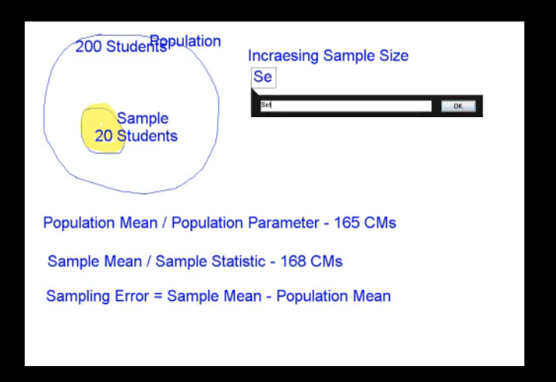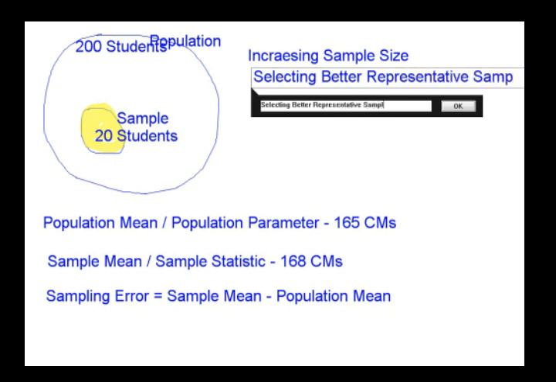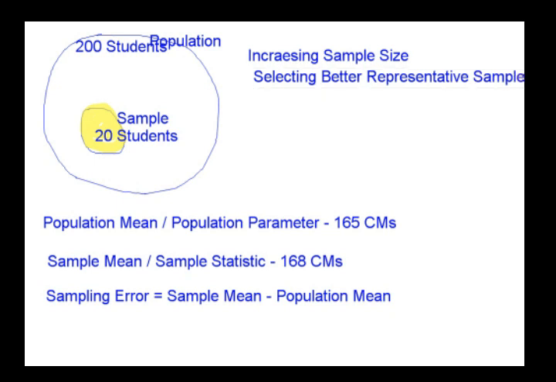by selecting a better representative sample. The second way of reducing sampling error is by selecting a better representative sample. Here, probably what I have done is I have considered the taller guys in class, so that the sample mean is turning out to be 168 centimeters compared to the population mean of 165 centimeters.